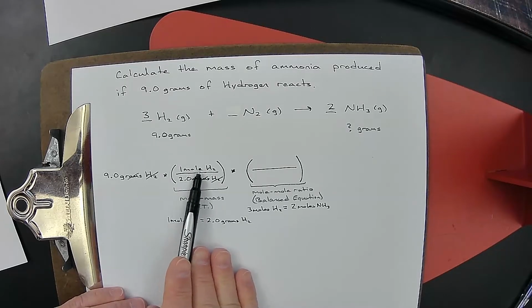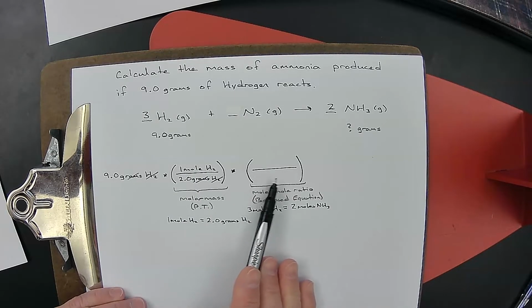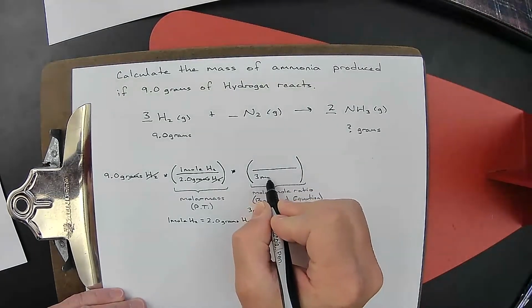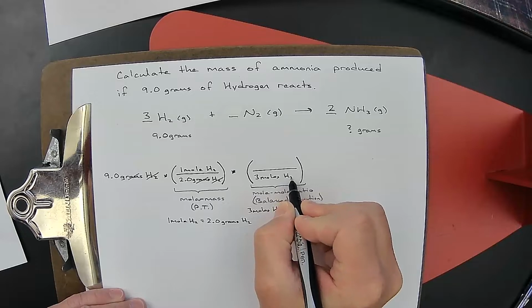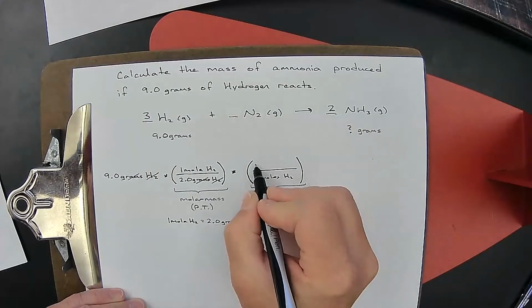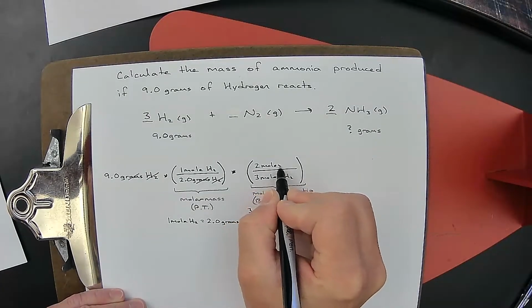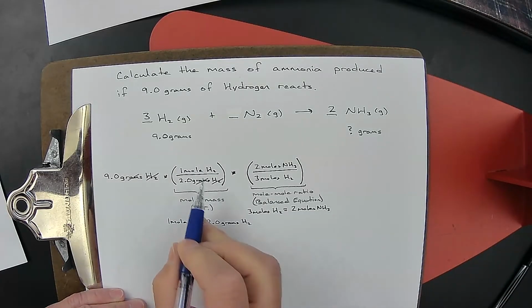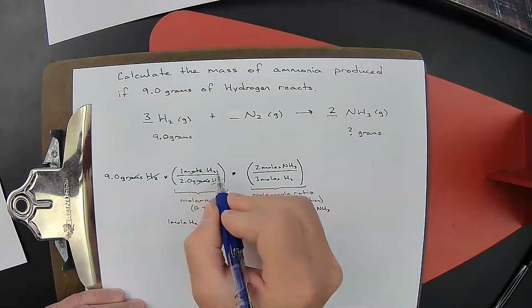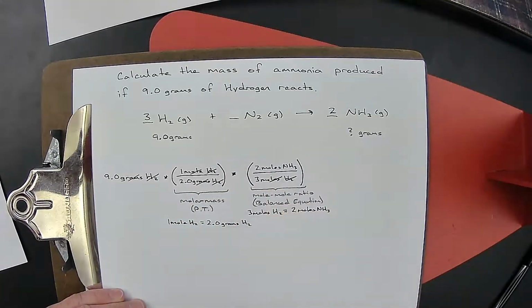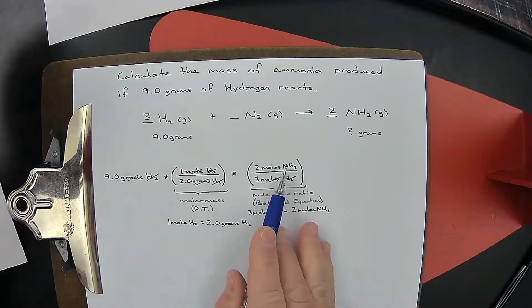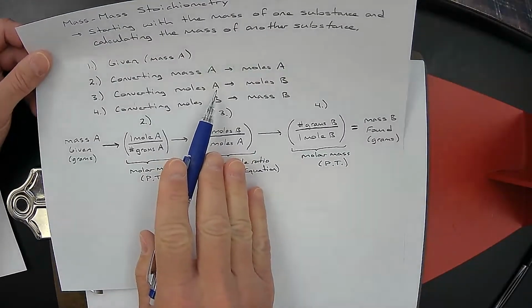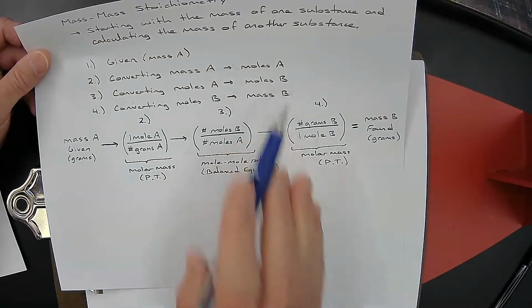Well, if we have moles of H2 here on top, we want to put moles of H2 on the bottom. So we use the one that says 3 moles of H2. And that means on the top would be 2 moles of NH3. The whole reason we do that is that the moles of H2 will cross out. Moles of H2, moles of H2. Now we're left with moles of NH3. So you can see we just went from moles of A, which is H2, to moles of B, which is NH3.